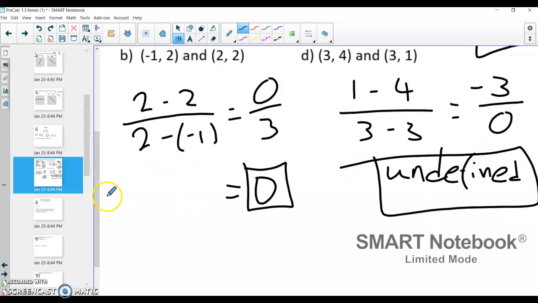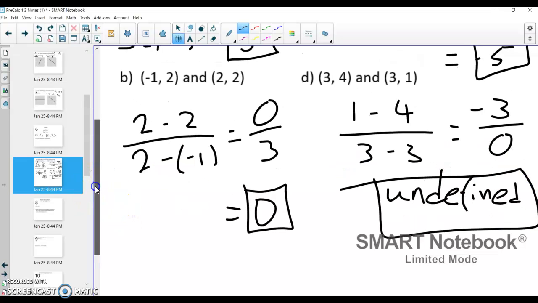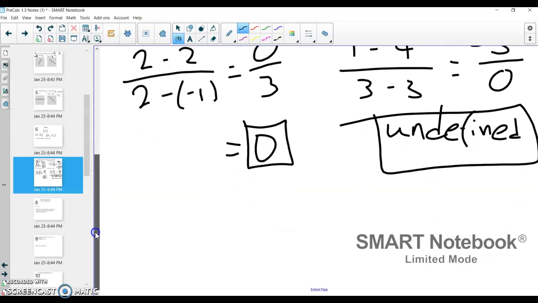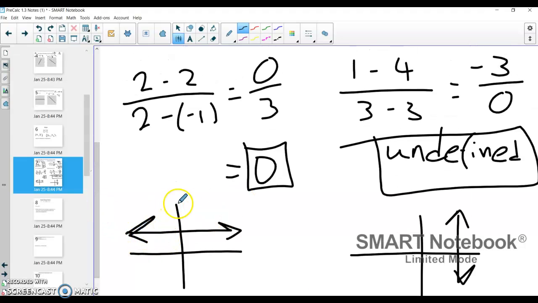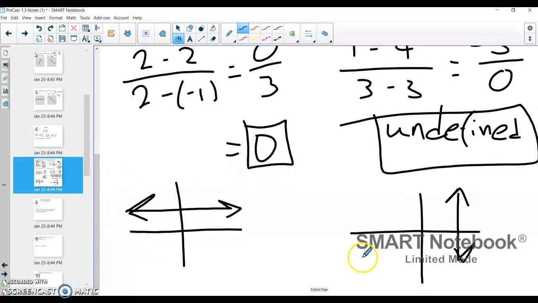So what we say is that slope is undefined. In those two cases, B and D, if you have a slope of 0, say that's my x and y axis, a slope of 0 would just be a horizontal line. An undefined slope would be a vertical line. Slope of 0 means it has no rise. Undefined means it has no run, only rise.